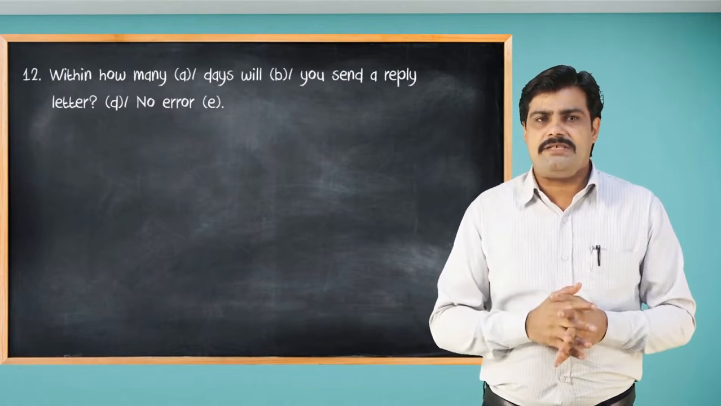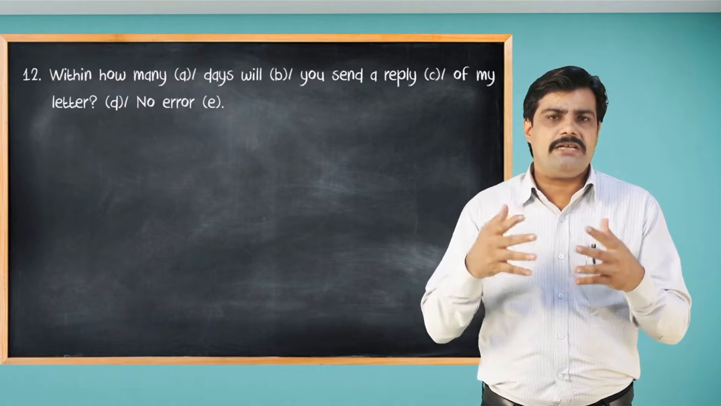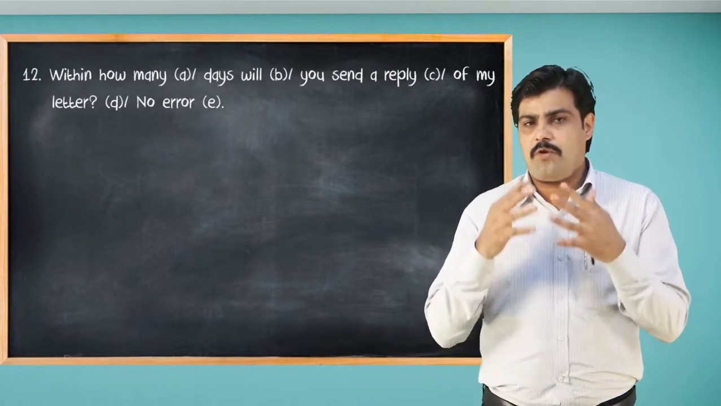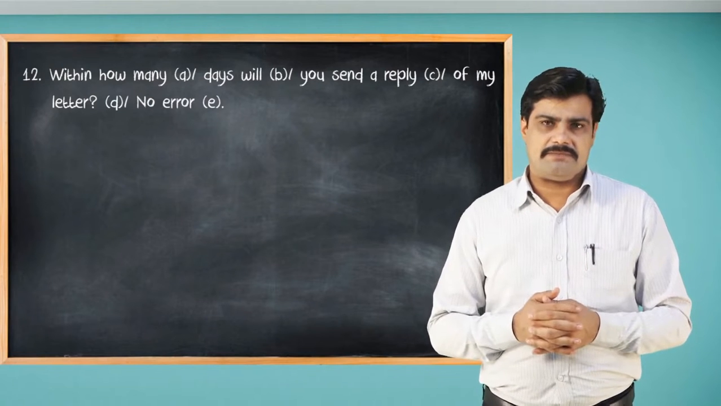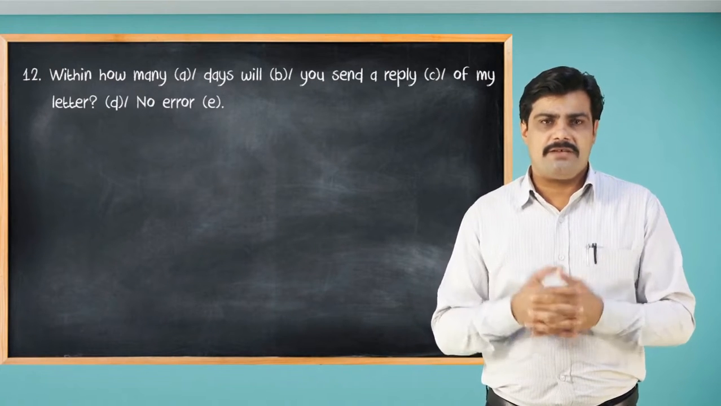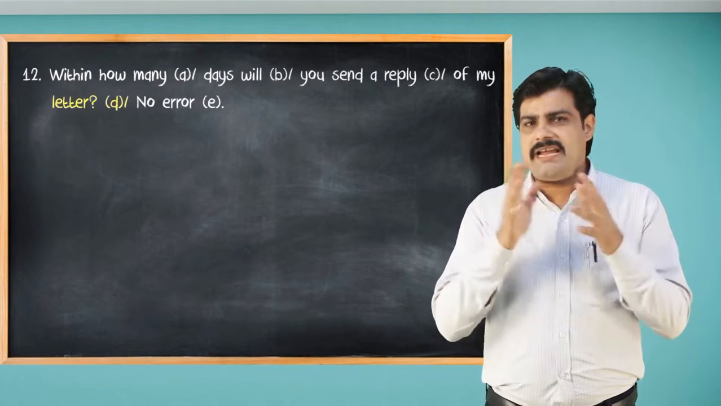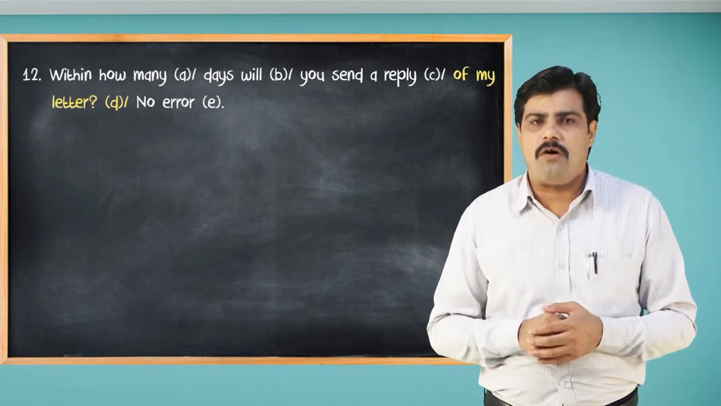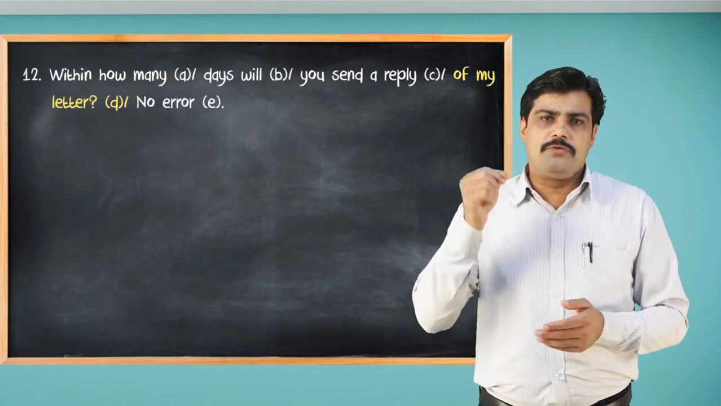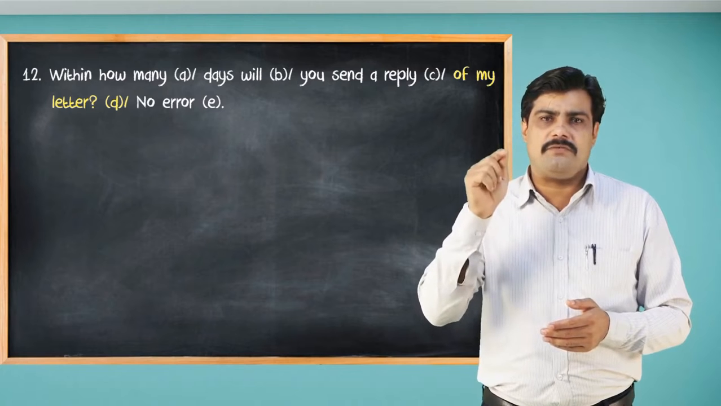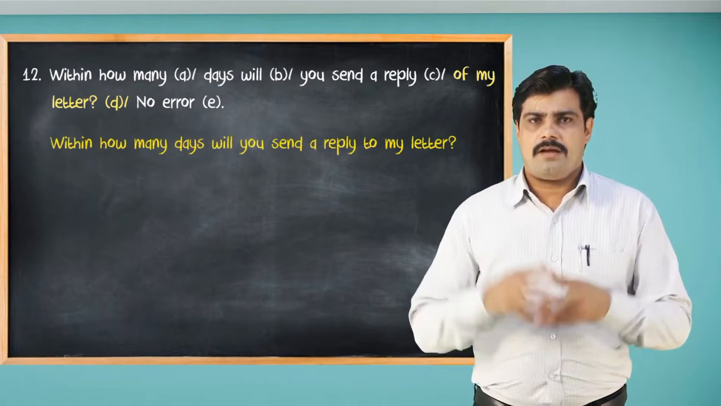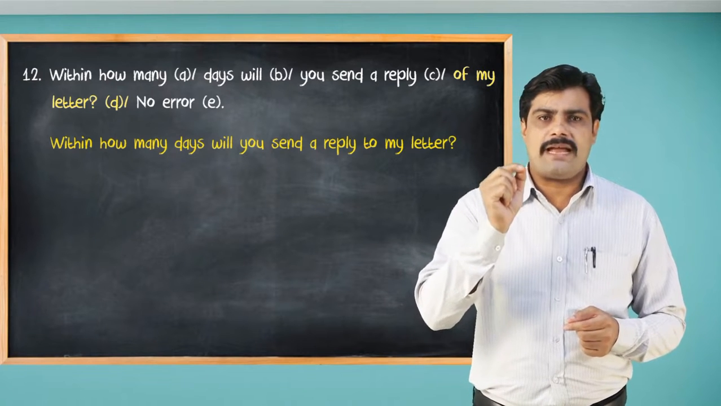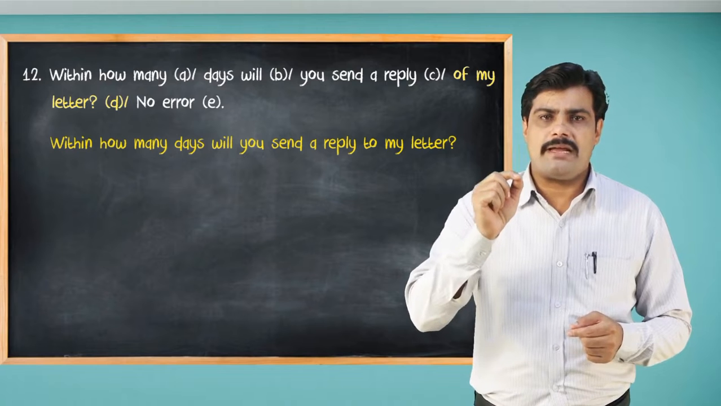Let's take another sentence. Within how many days will you send a reply of my letter? Now tell what is the mistake in this sentence. It is a prepositional mistake, so let's see. Part D in this sentence is wrong because the error is in the use of "of" after "reply". We use the preposition "to" after the verb "reply". Now the correct sentence would be, within how many days will you send a reply to my letter?